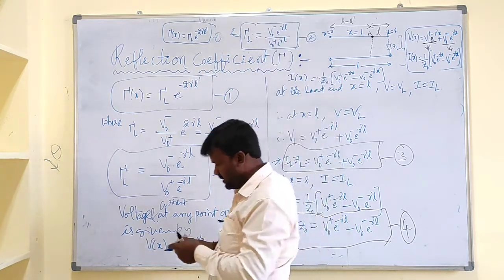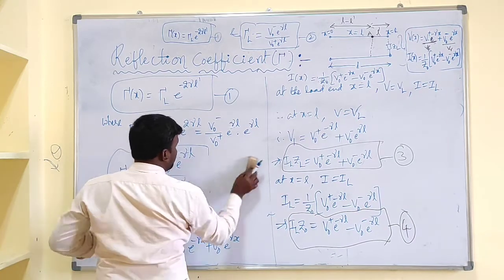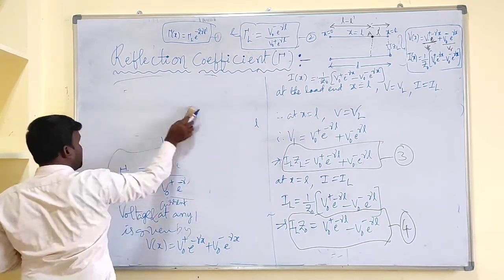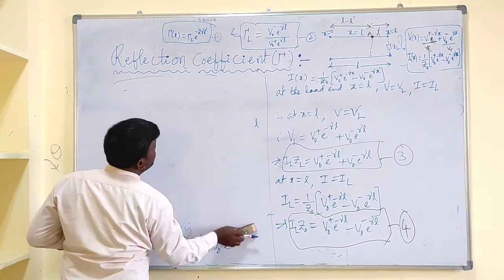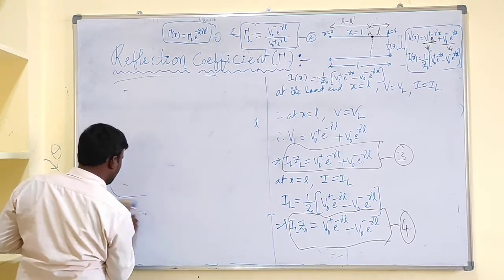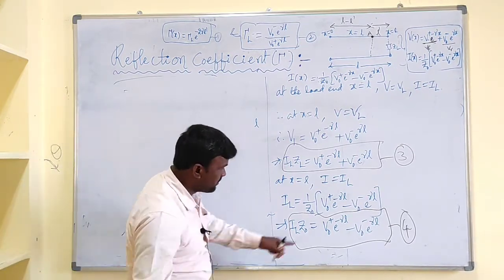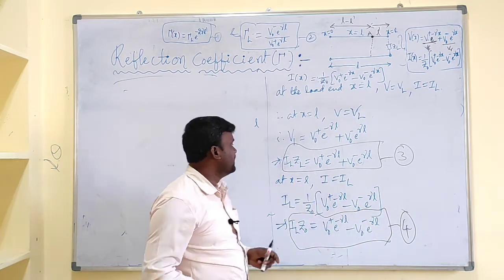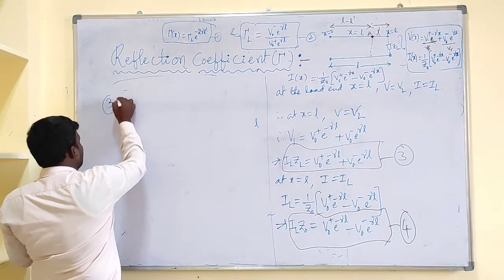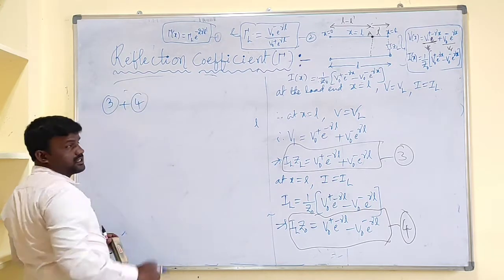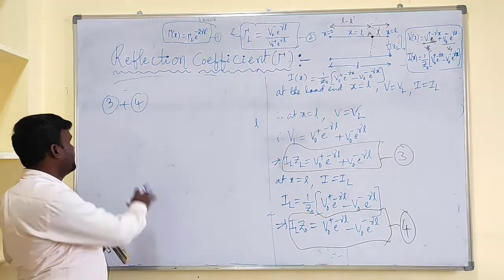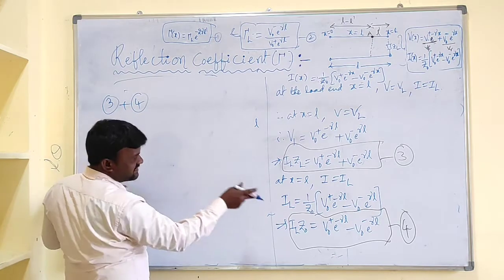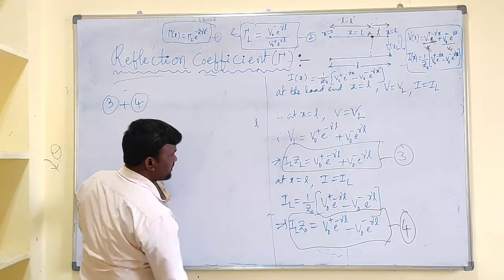Okay, I will rub this part. In order to get the reflection coefficient at the load end, we require V naught minus e to the power gamma L and V naught plus e to the power gamma L. Where do we have V naught plus e to the power minus gamma L? In equation 4 and equation 3. By adding equation 3 and 4, add the two equations, equation number 3 and equation number 4.